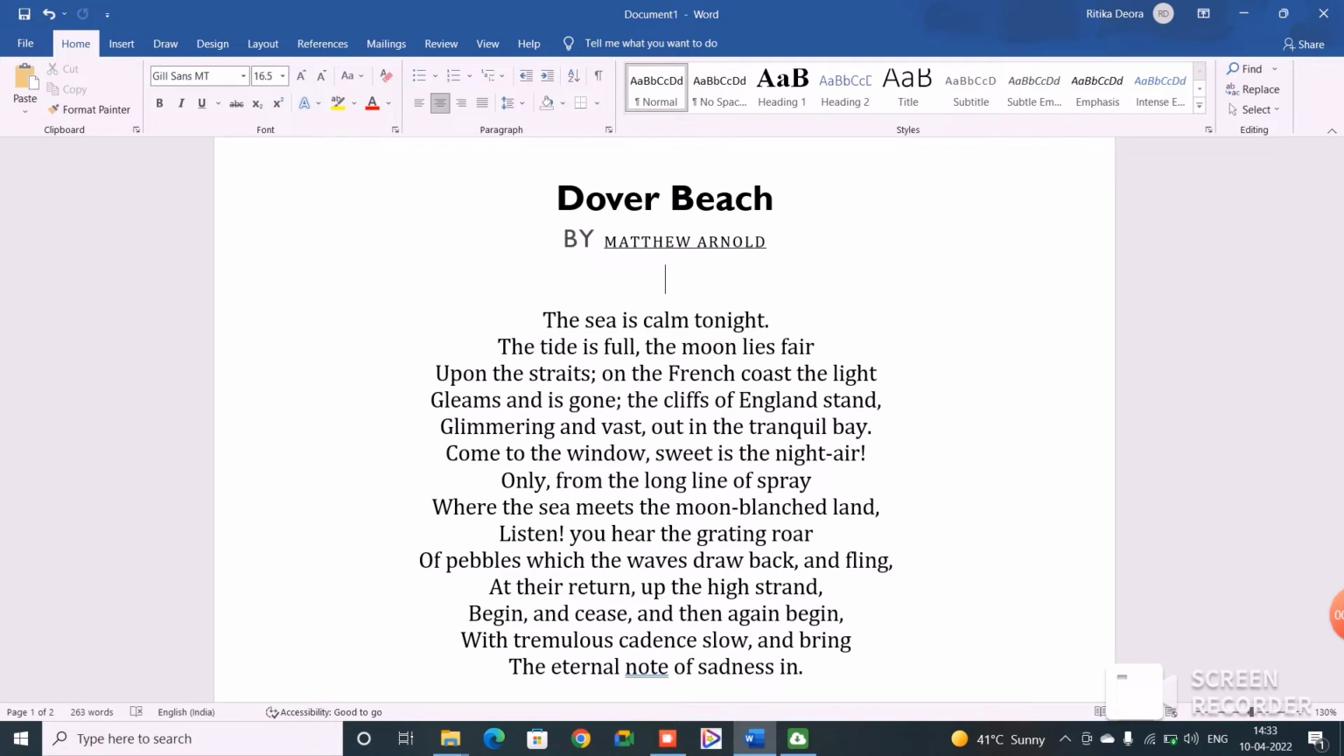Begin and cease and then again begin. This phrase is referring to the cycle of waves, or the continuous coming and going of waves. As we know, sea waves come and then they flow back and then they again come. So this process is being described as begin and cease and then again begin.